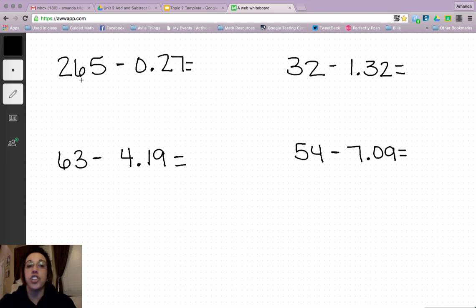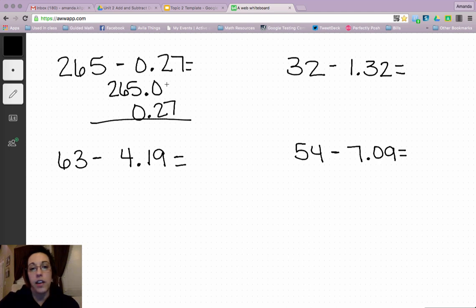Welcome back. Let's go ahead and check these problems together. We start by setting them up. 265, decimal back in, 0 and 27 hundredths. We need to annex to even our places out, and look at the sign. It is subtraction. 5 becomes a 4, 9, 10. 10 minus 7 is 3, 9 minus 2 is 7, 4, 6, 2, decimal, decimal, decimal.